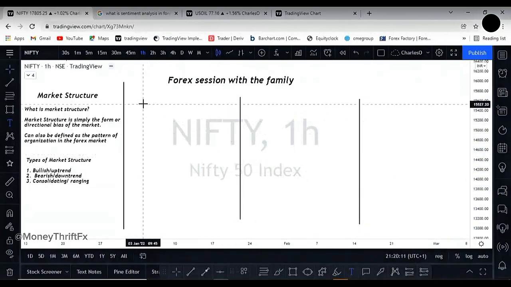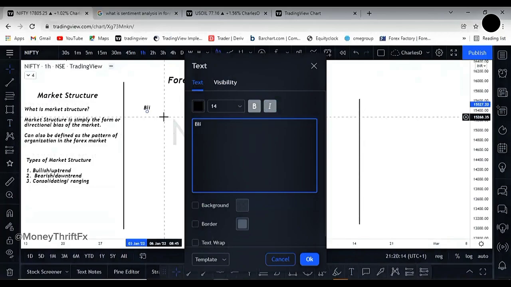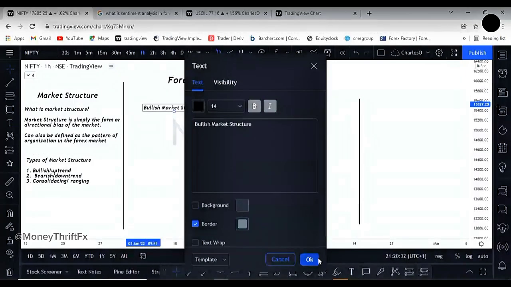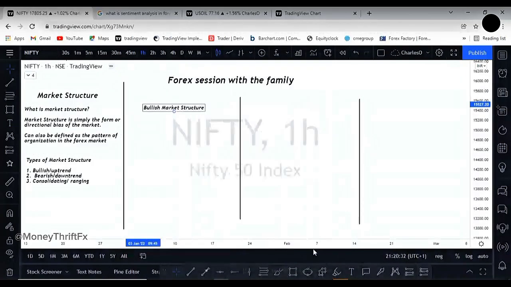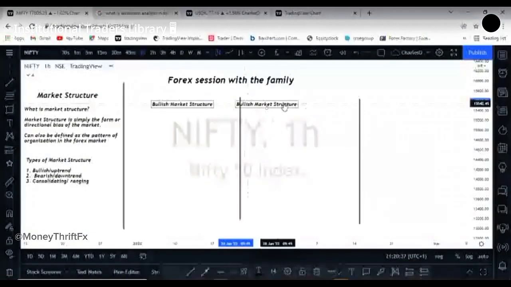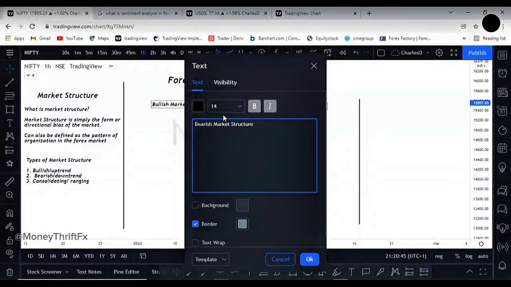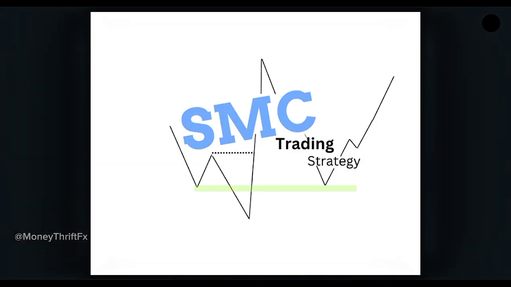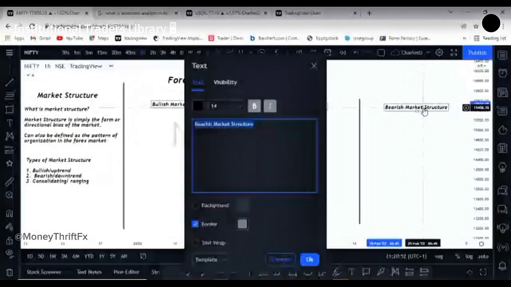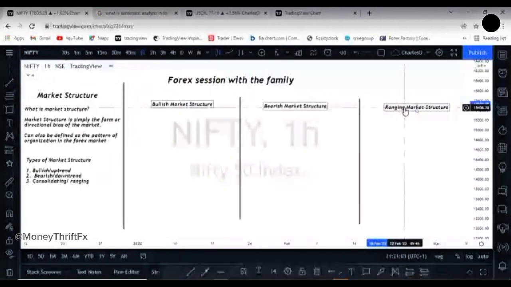So you have the bullish market structure, right? The example we're going to be looking at here is the bearish market structure. And then the final example we're going to be looking at is the ranging market structure.